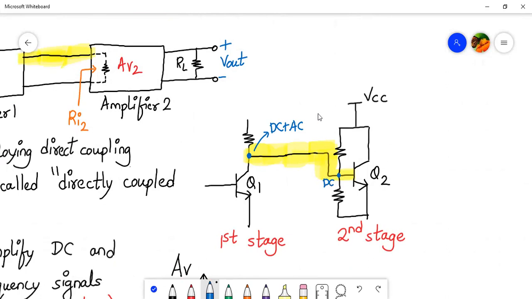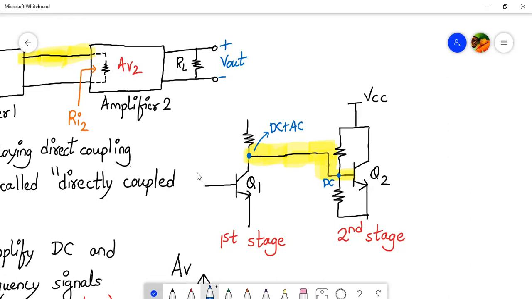This is the DC of the first stage. Fine. So this AC plus DC will be directly passed on to the second stage, right? So AC will have no problem to flow, but the DC quantities or the DC parameters of the first stage will affect the DC parameters of the second stage. So that is the problem with the direct coupling, right? Direct coupling means connecting the output of the first stage to the input of the second stage with a wire. Okay. So your direct coupling will disturb the Q point of both the stages.